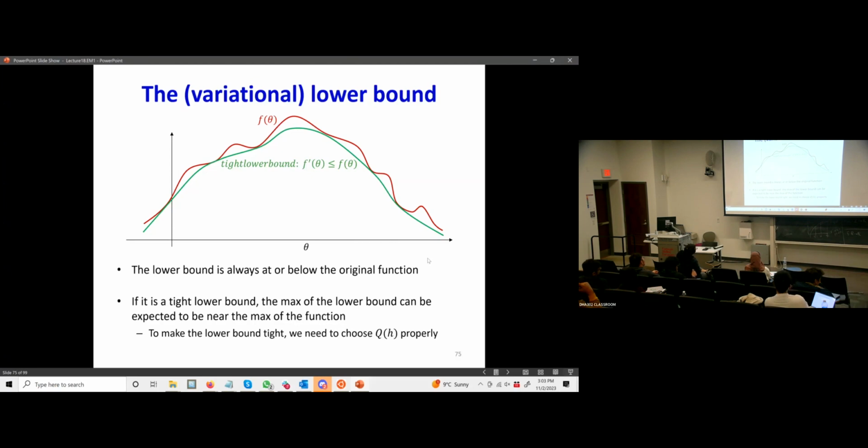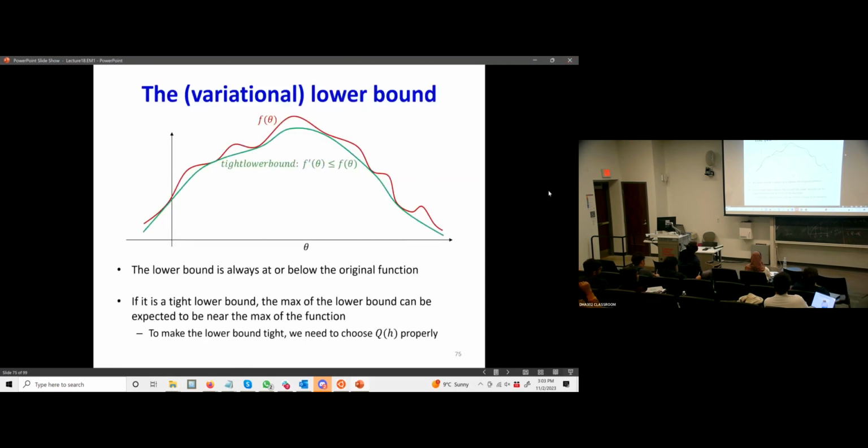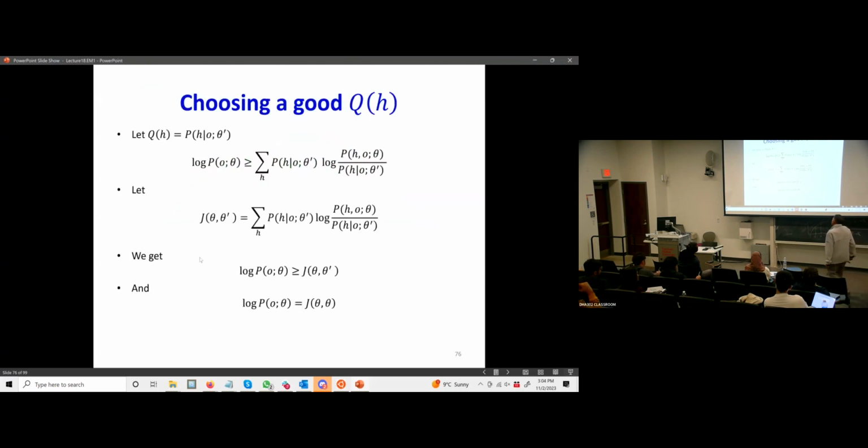So to make the lower bound tight, we want to choose Q of H properly. And now, what is a Q of H that will make the lower bound tight? We actually end up defining a function of, again, two variables.